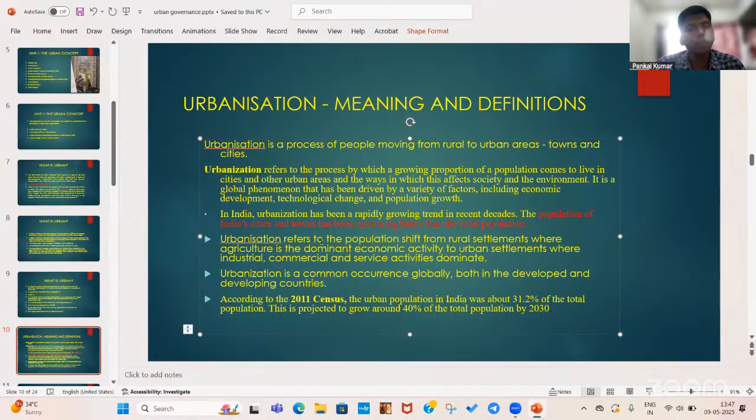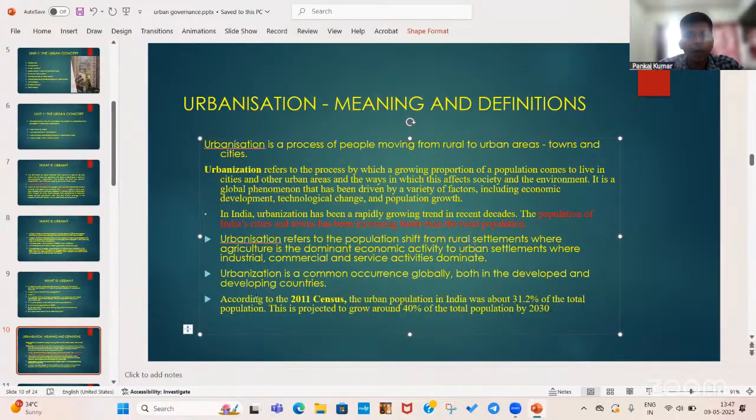Then urbanization also refers to the population shift from rural settlements, where agriculture is the dominant economic activity, to urban settlements, where industrial, commercial, and service activities dominate. This is also a part of the definition, that 75% of the male population should be working in non-agriculture activities. Here the population is shifting from rural to urban settlement, and they are also involved in non-agriculture activities like industrial, commercial, manufacturing, and service activities. These are the activities which dominate in urban areas.